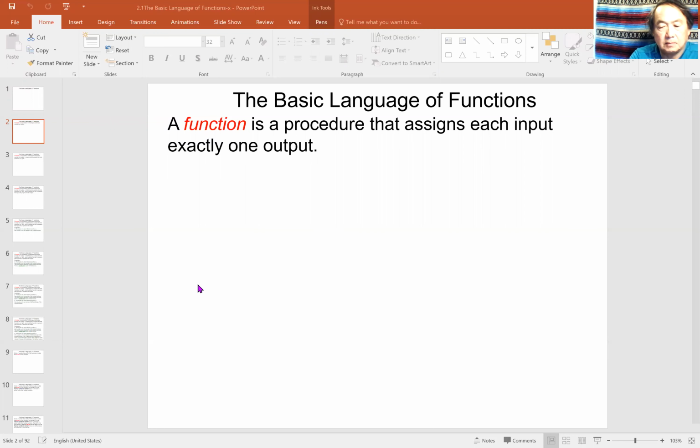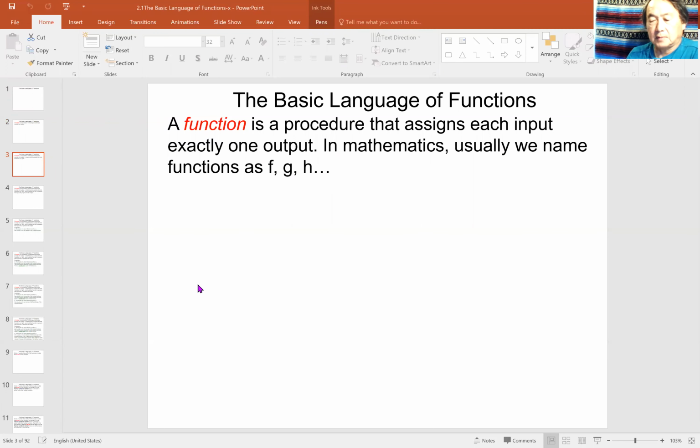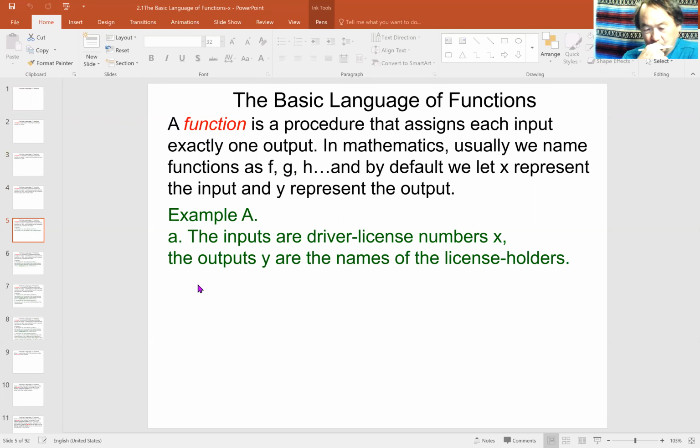This is a little bit abstract. As we go on, it will be clarified. Here's an example. Here the inputs are driver's license numbers. And then there's some sort of procedure, a program you can imagine that people use, or policemen use, or the DMV uses. Once you enter the driver's license number, you will pull out the information of your name. So the input is the driver's license number, the output is a single name.